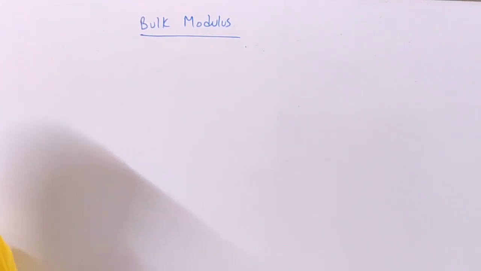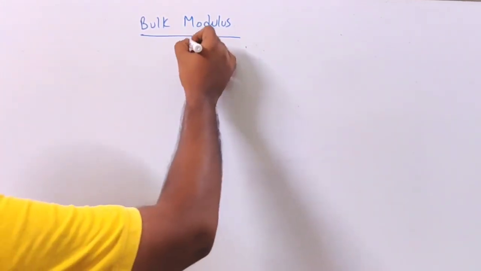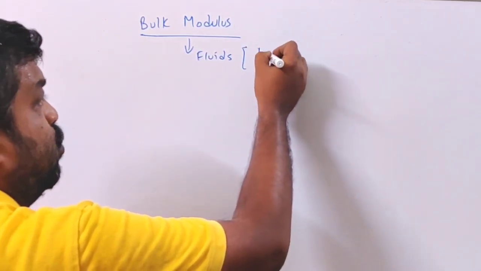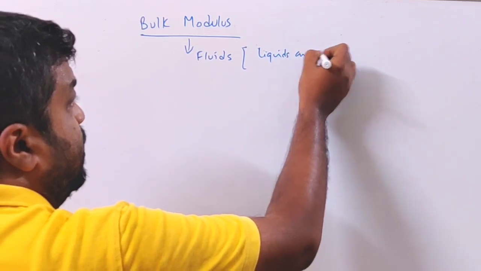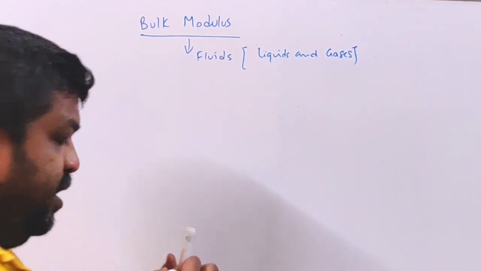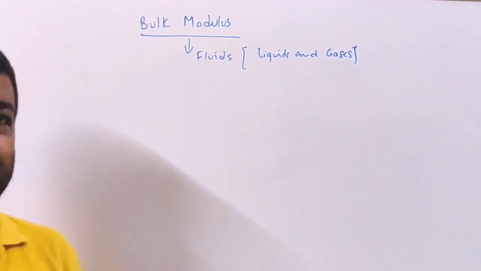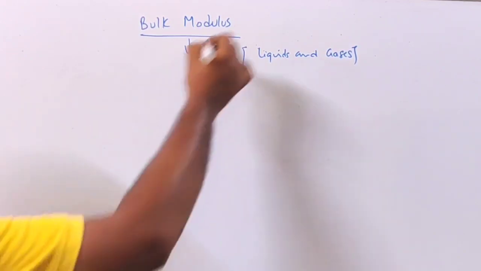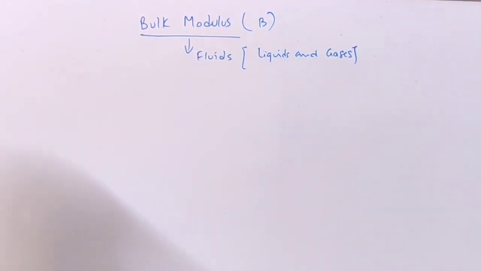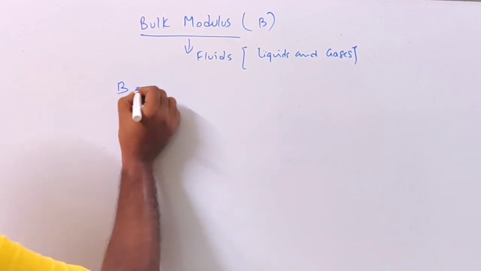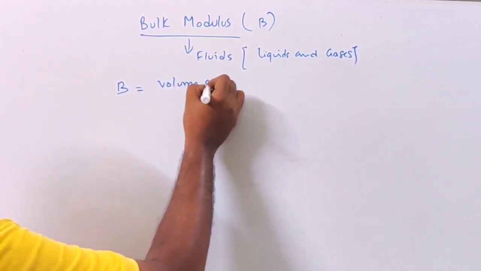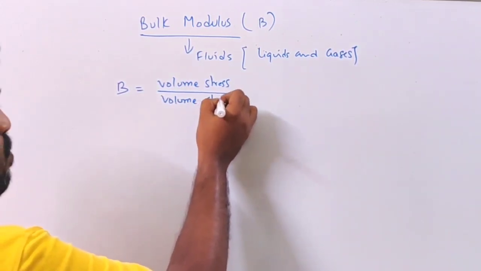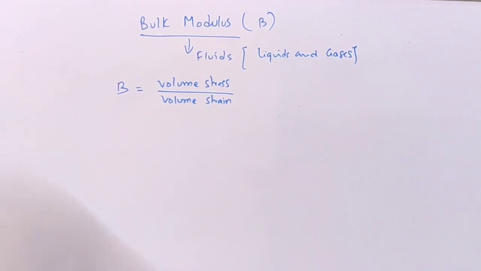So next topic is bulk modulus. Now bulk modulus, this is usually defined for fluids. Fluids means liquids and gases. I'm not saying that it is not defined for solids, but it is usually defined for liquids and gases. Now what is this bulk modulus? First of all, it is denoted by the symbol B. So B is equal to volume stress by volume strain.